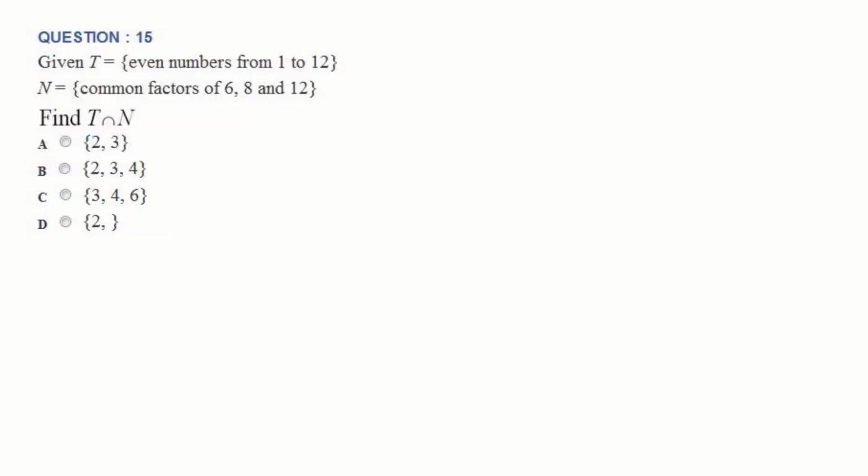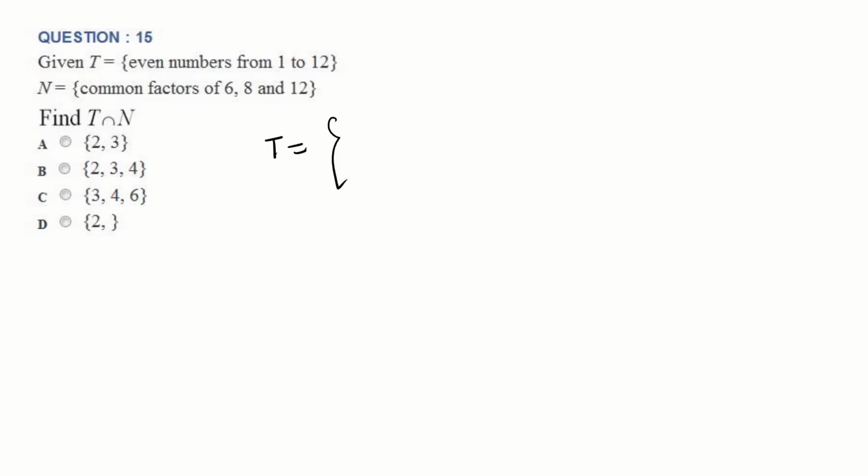Given t equals even numbers from 1 to 12, n equals common factors of 6, 8, and 12. Find t intersection n. So we are given two sets and they are being defined for us. And we have to look for t intersection n. T is defined as even numbers from 1 to 12, and n is defined as common factors of 6, 8, and 12.